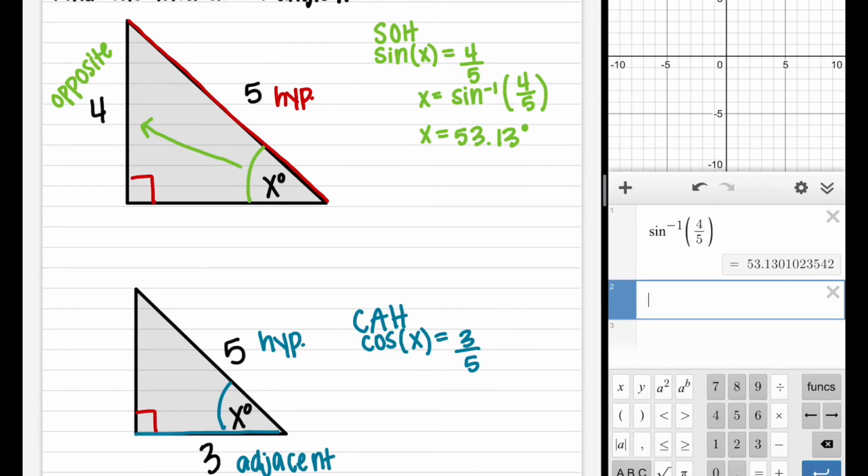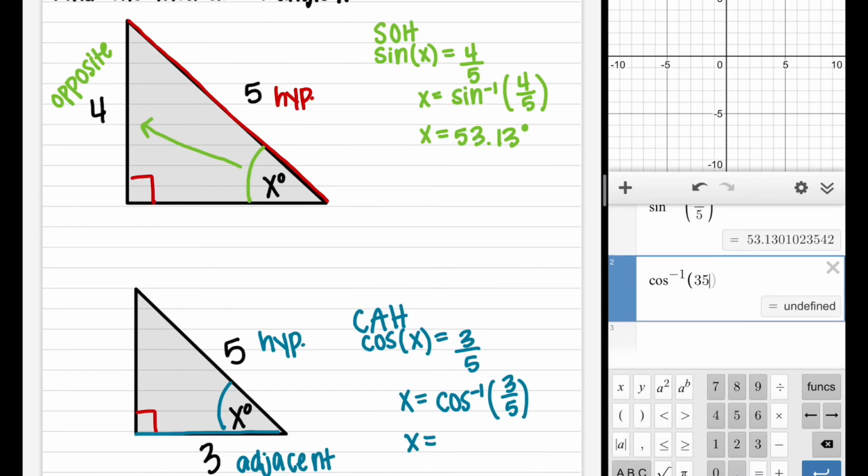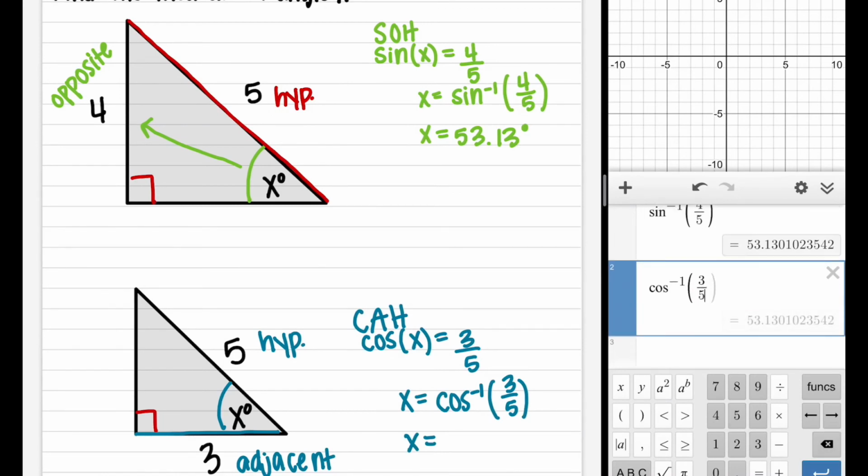If I want to find the measure of angle X, I have to get rid of the cosine on this side of the equation, so I have to use its inverse. So X equals cosine inverse of 3 over 5. Under functions, we can go cosine inverse, 3 divided by 5, and we get 53.13.